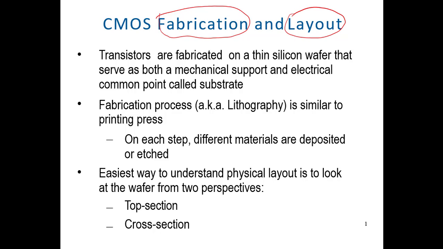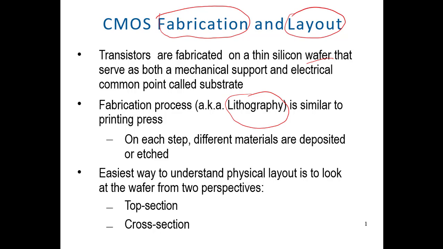So what is fabrication? Fabrication is basically the physical manufacturing of transistors and all your circuit on the silicon wafer. And the wafer is both a mechanical and electrical support for your whole integrated circuit. The process by which this is done is called lithography or photolithography. We will see in the upcoming slides how the circuit is transformed onto the silicon.